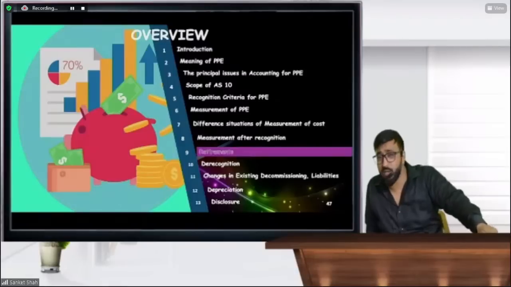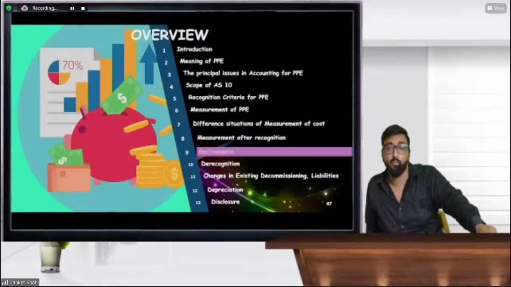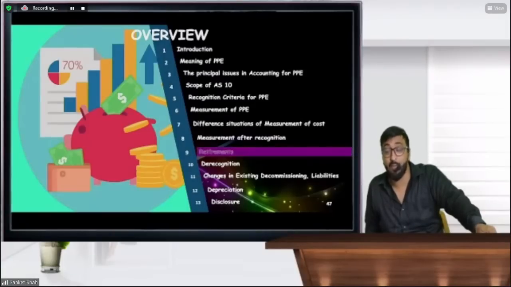So this is all from my side. I will take a short revision of all these points. So beta, what is property, plant and equipment? Property, plant and equipment is a tangible asset which is expected to be used for more than 12 months, and this is only for production of goods and supply of services, or for renting it to other people, and for administrative purposes.